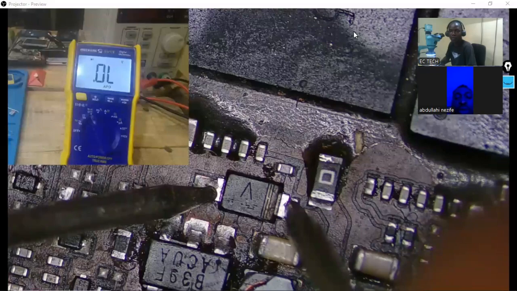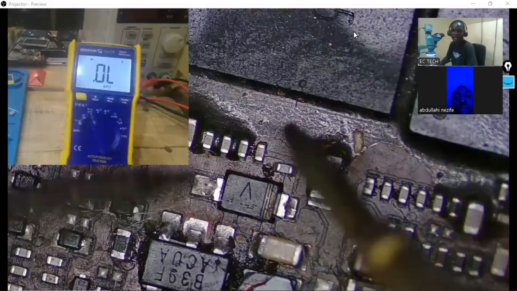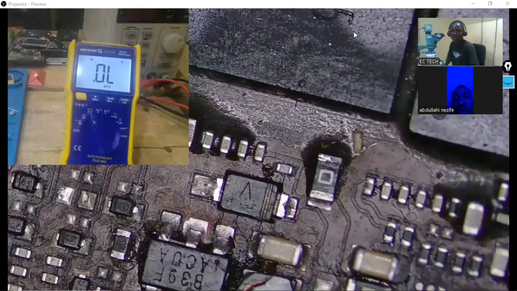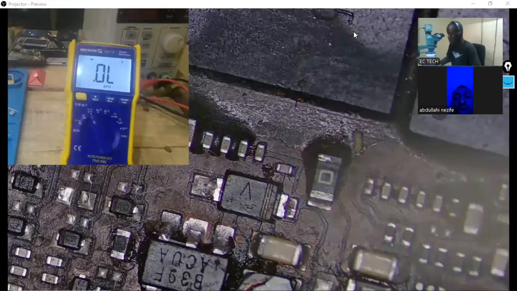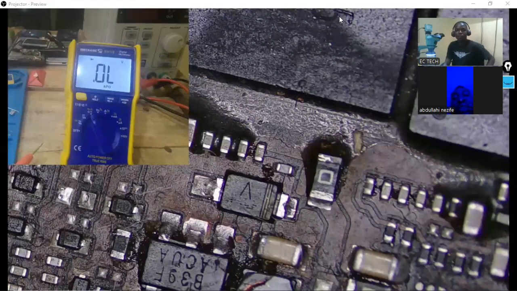Okay. So there will be reading in one side. In interchanging your probe, no reading. So reading will come in one side, and reading will not come in the other side. So that's the good condition of the diode. But what if the two sides are giving a reading? That means the diode has an issue. We are still going to the damage of the diode.